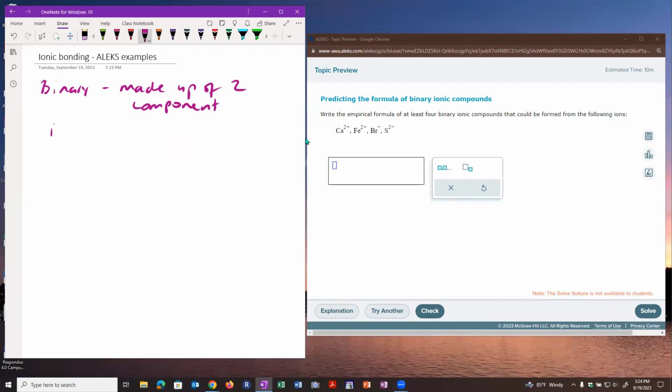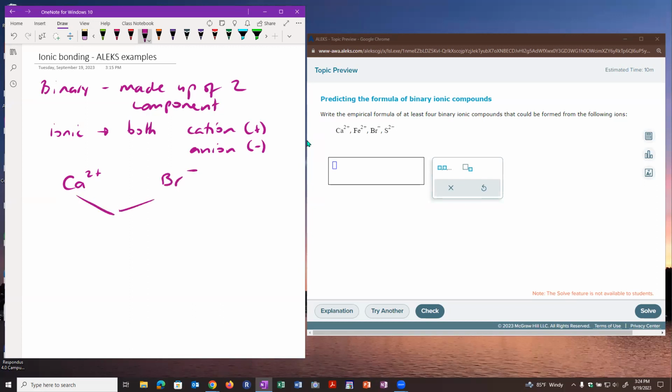All right, so for an ionic compound, you need both a cation, which is positively charged, and an anion, which is negatively charged. So it's up to you to decide, well, what are the combinations? Let's take a look. Let's find a cation first. So we have calcium as the first one, and let's say the Br minus is the second.